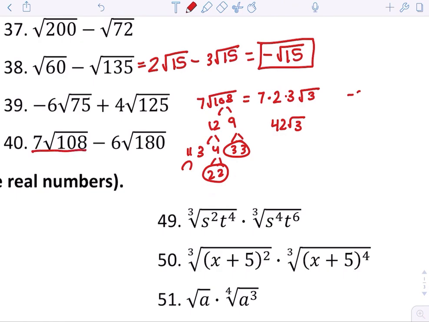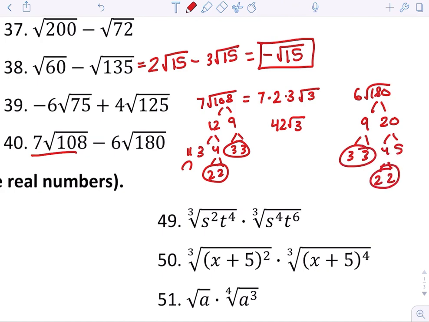Okay, so now we got negative 6 radical, well, I don't need to bring the negative, I don't think. 6 radical 180. 180 is 9 and 20. 3 and 3, 4 and 5, 2 and 2. Pair and a pair. So along with the 6, the 6 was already there, we have a 3. We found a pair. And the 2, we found a pair. Radical leftover, 5. 3 times 2, 6 times 3 times 2 is 36 radical 5, which is that.